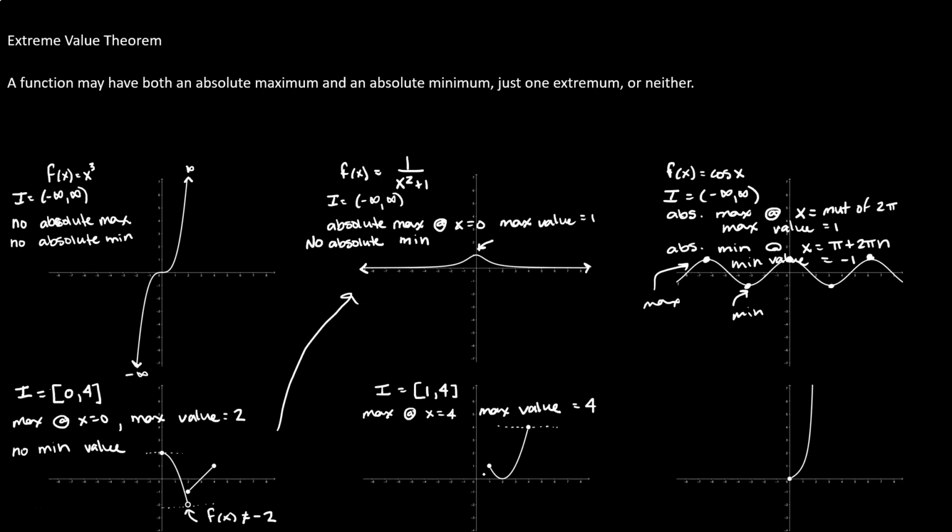As far as a minimum, we would not pick this other endpoint. That's not a minimum value. Instead, we would pick this point right here at the valley of our graph. It happens at x equals 2. And our min value, the y value at that point on the graph, is 0. So our minimum value is 0.